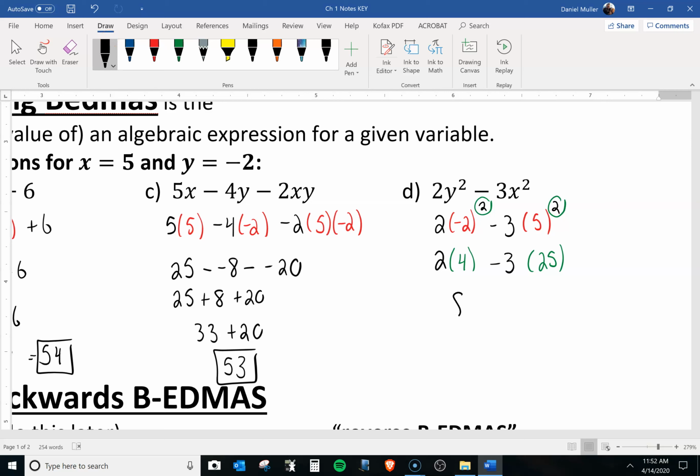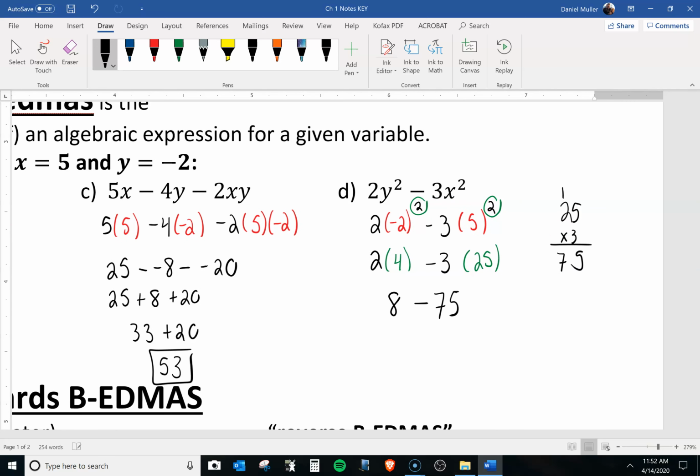2 times 4 is 8. Minus 3 times 25. If you don't know what that is, I can do that off to the side here. 25 times 3. 3 times 5 is 15. Carry that. 3 times 2 is 6. 6 plus 1 is 7. So it's 75.